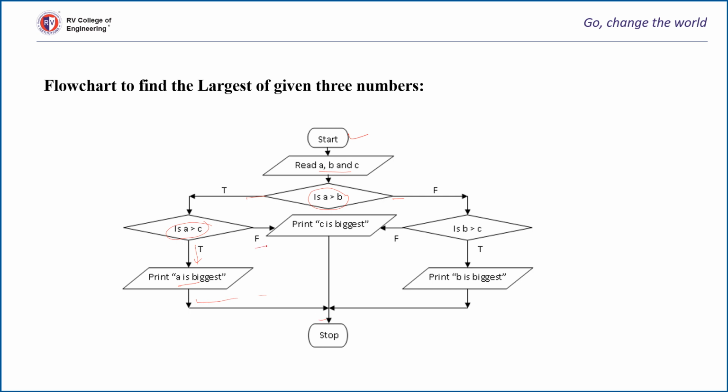Now if it is false, obviously C might be the largest number. Now if A greater than B was false, then obviously B is the greatest among A and B. Now check if B is greater than C. If it is true, B is the largest number, otherwise it must be C. Once printing the result, whether A, B or C, whichever is the largest number, we end at this point, stop, right?